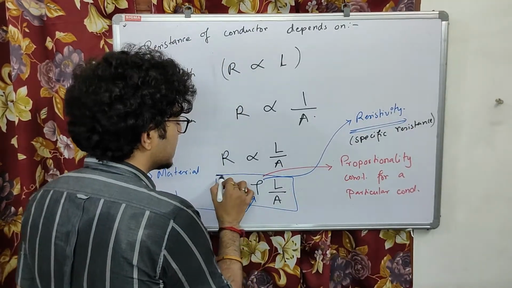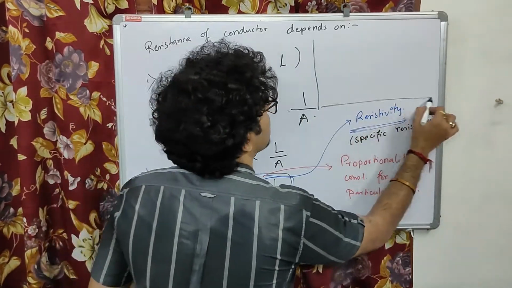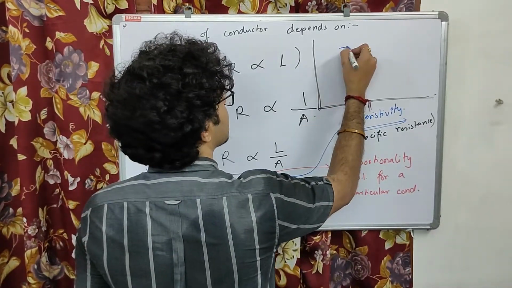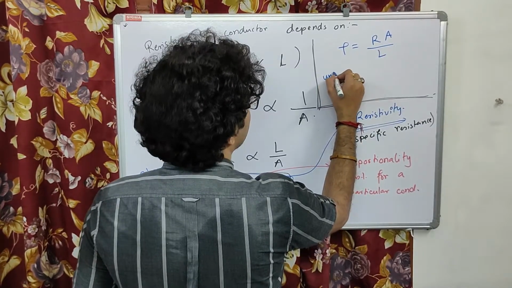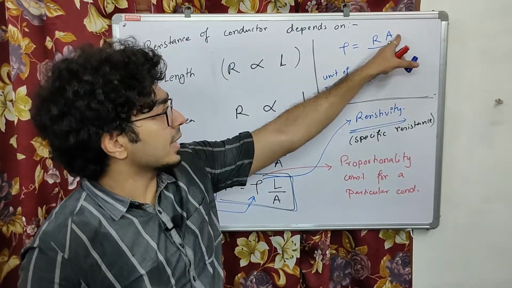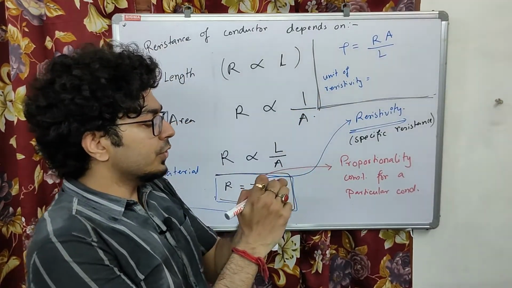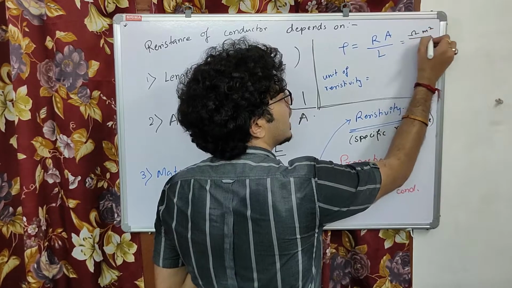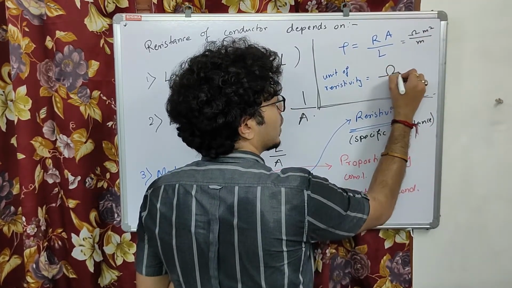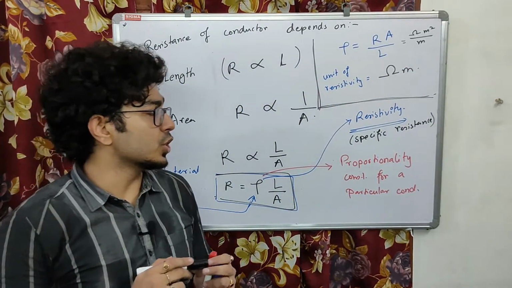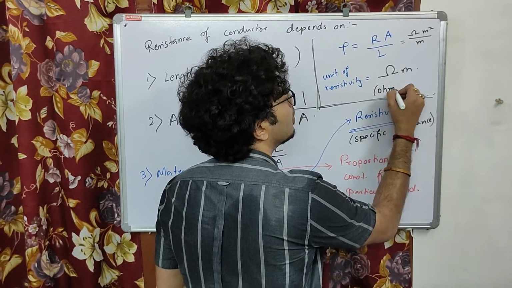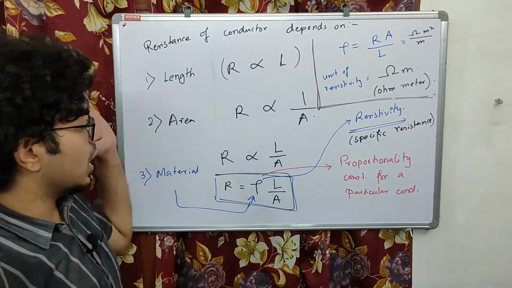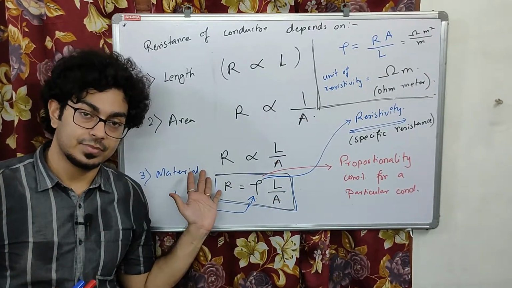From this equation, we can also write rho as R A by L. The unit of resistivity: R is in ohm, area is in meter square, and length is in meter. If you put the units, you get ohm times meter square, and below it is meter. If meter cancels, we get ohm meter. This is the unit of resistivity. We say it as ohm meter. Clear? So this is the resistivity, and this is how the resistance of a conductor depends on its dimensions and material. Is this clear to everyone?